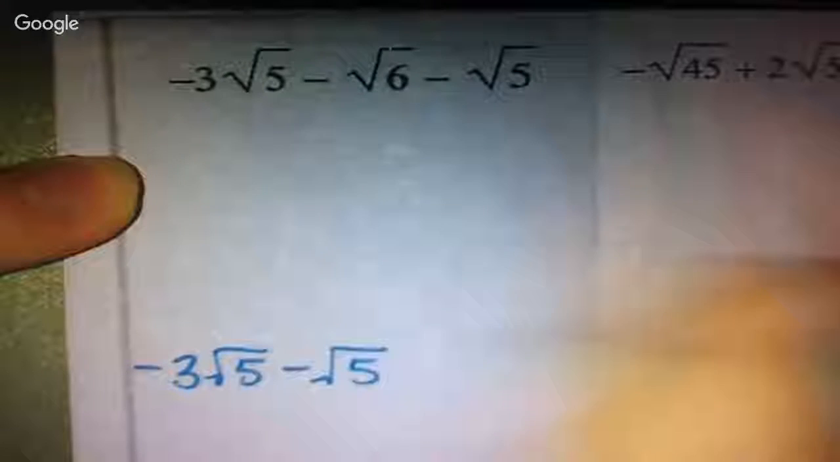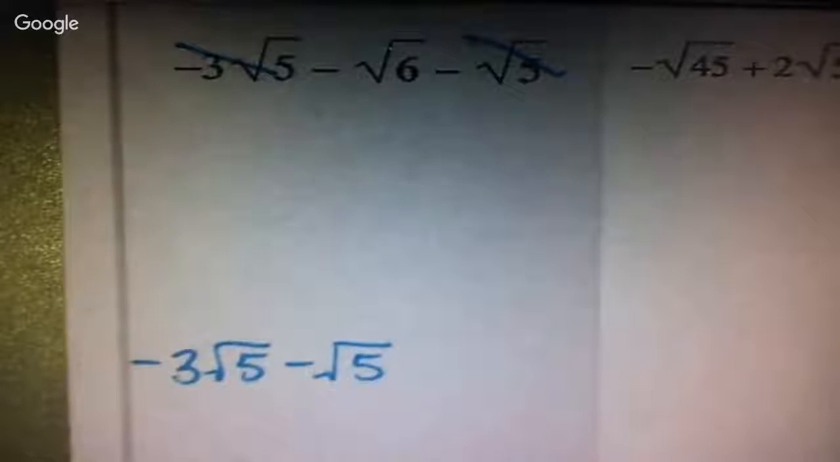All right. Take a look at this one. Woo! This one looks pretty. Two of them are already prime. This one is already prime, so we've got negative 3 square roots of 5. This one's already prime, negative square root of 5. So we took care of those ones.